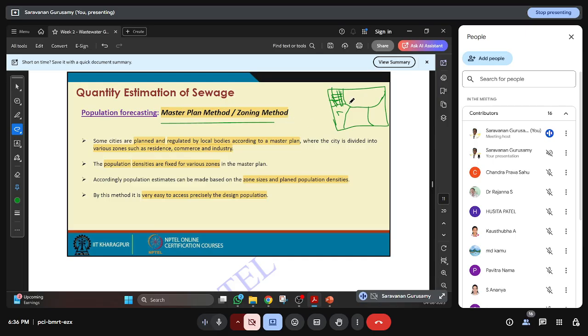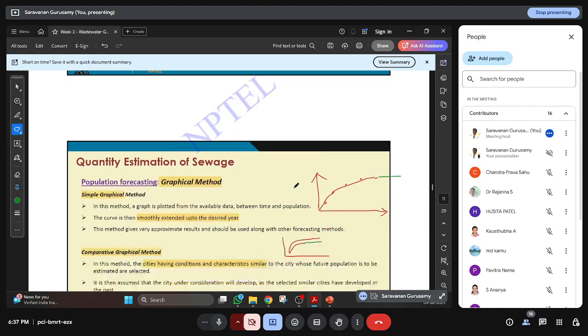It is only useful when the city is newly going to be established, like if I am going to design with the master plan, then I can use this method. So planned and regulated by the local bodies with the master plan, we can use this method. Population densities are fixed here, right? I know how many people are going to be accommodated in a given area. For a hectare, how much is the population density, if I know. How to know the population density, that also we are going to discuss.